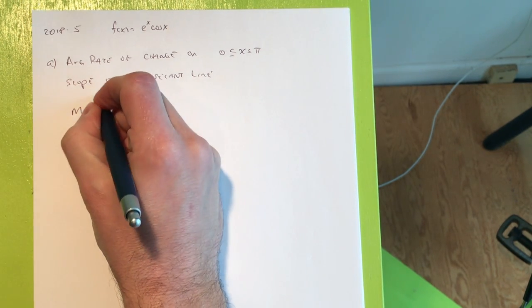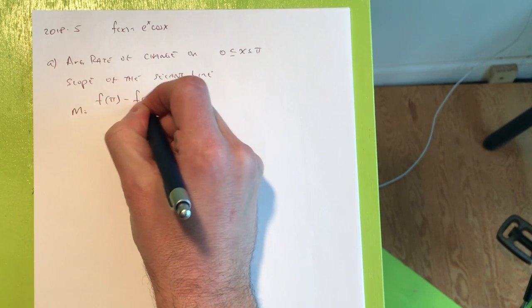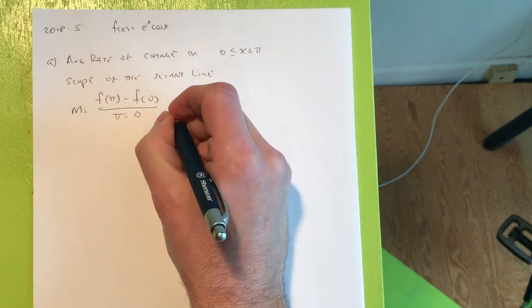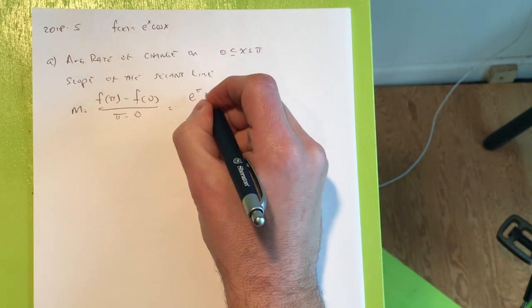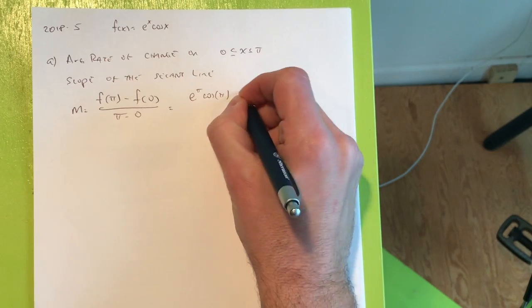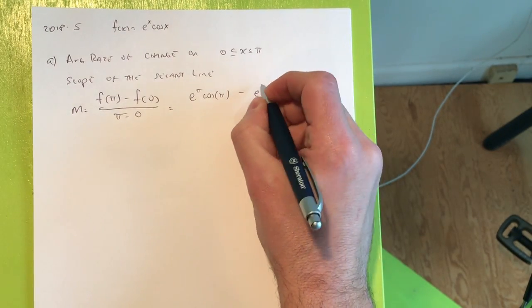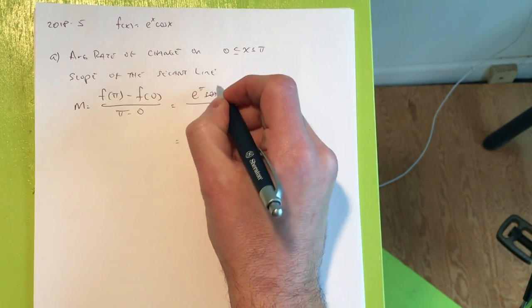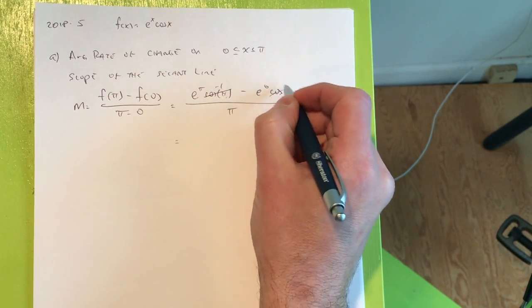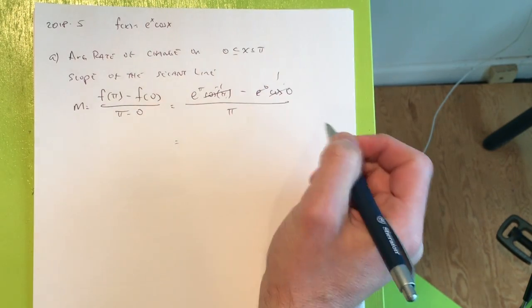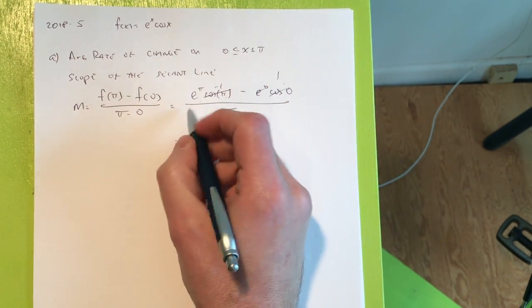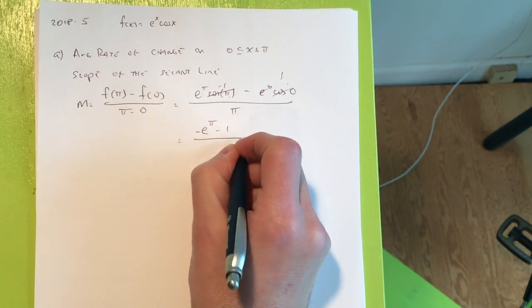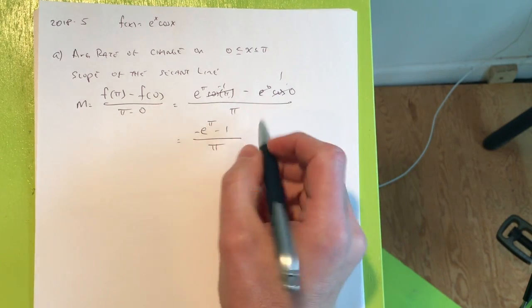So we're going to have f of pi minus f of 0 over pi minus 0, average rate of change. Evaluating, we have e to the pi cosine of pi minus e to the 0 cosine 0 all over pi. Cosine of pi is -1. Cosine of 0 is 1. E to the 0 is 1. So this gets us negative e to the pi minus 1 all over pi. Average rate of change.